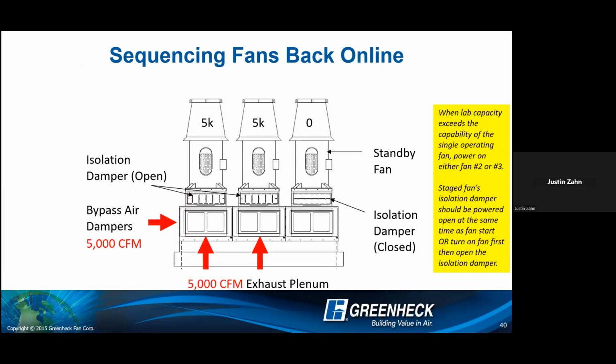So same thing with sequencing them back online. If your CFM from your lab space is now increasing again, as that increases, you could pull in 5,000 CFM from your lab space and then 5,000 CFM from your bypass air dampers. Sequencing them back online is pretty much the same way as sequencing them offline: stage fans, isolation dampers should be powered open at the same time as fan start, or turn on the fan first, then open the isolation damper. So again, just a safer way to turn on these fans.